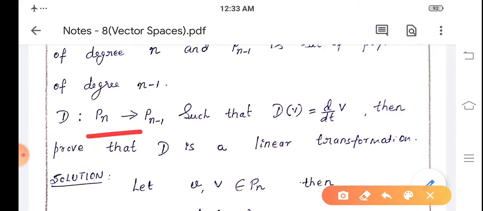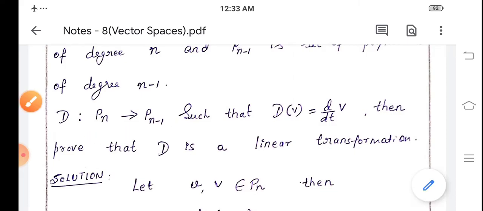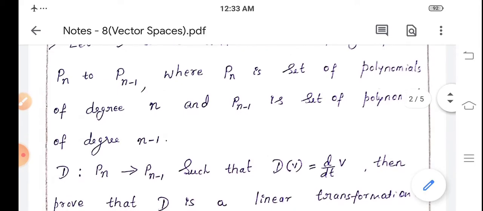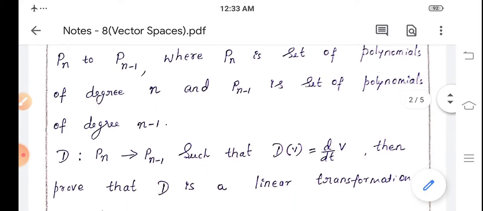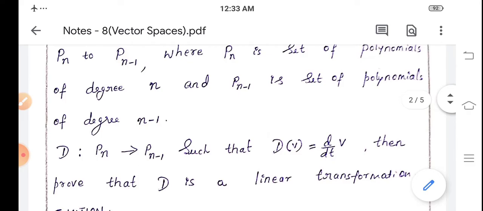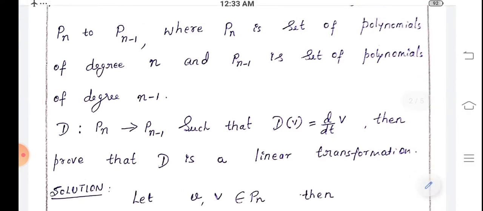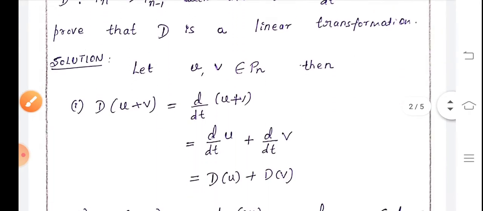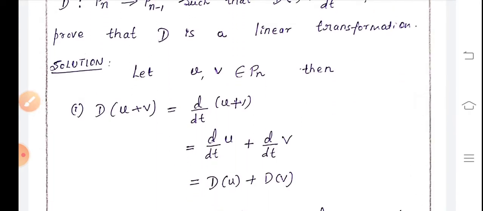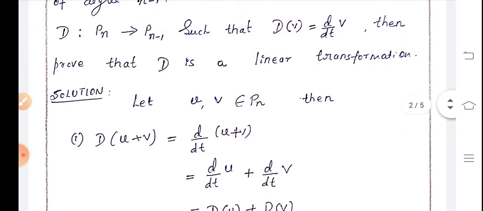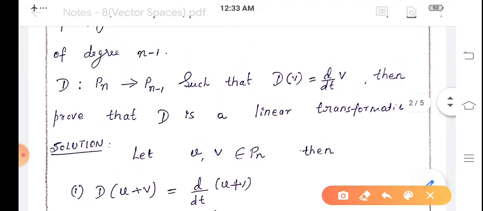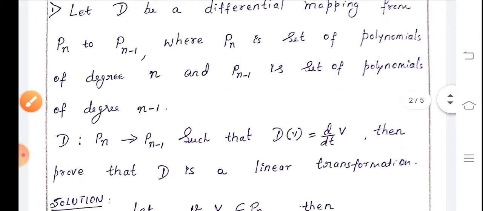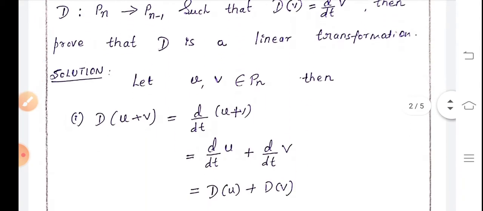Here the transformation is defined from Pn to Pn minus 1. Pn is a set of all polynomials of degree n and Pn minus 1 is a set of all polynomials of degree n minus 1. D of V is d by dt of V. So now we shall verify the two conditions for linear transformation. We take U and V belongs to Pn, polynomial of degree n.